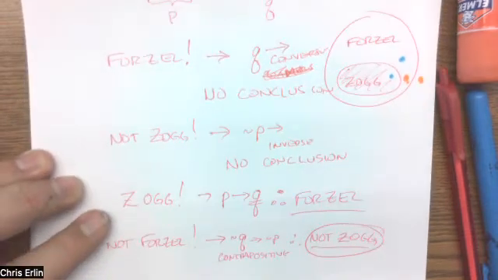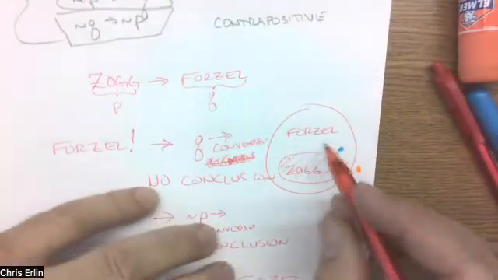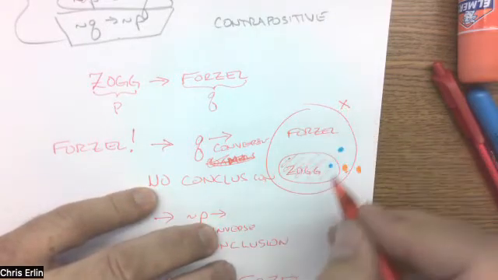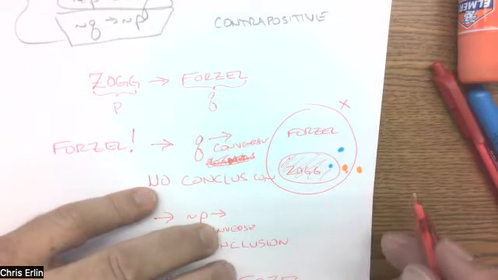That's my conclusion. How does that work with the Euler diagram? If I'm outside of Forzel, I'm not Forzel. There's the only place I can be. I can't be inside Forzel. I can't be inside Zog. I have to be outside of Zog. That's why it's reliable.